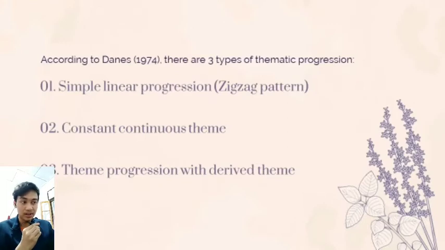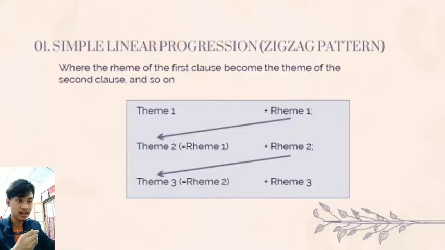There are three types of thematic progression according to Daines, which are simple linear progression or the zigzag pattern, constant continuous theme, and progression with derived theme. Now, let's discuss the simple linear progression or the zigzag pattern. In this progression, the rheme of the first clause becomes the theme of the second clause. So the rheme becomes the theme of the next clause, and the process goes on and so on. In the text, it will look like this.